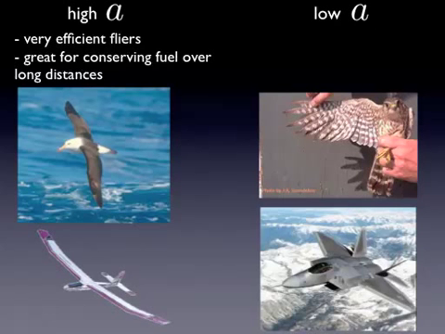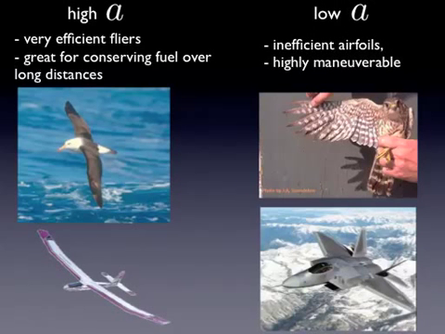So low aspect ratio flyers are inefficient airfoils. It takes a lot of energy to keep them in the air, but they're highly maneuverable. And for a bird of prey and for a fighter jet, that is much more important than being efficient. In fact, the F-16 below, I'm not even sure if those wings provide any lift at all. It's got so much propulsion that the wings aren't really needed for lift.